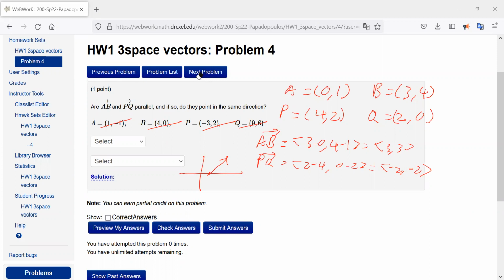And if they're parallel, they're pointing in the same direction if they have the same sign attached to all of their components. If they're not, then they won't be pointing in the same direction. So here we have 3 and 3, which are both positive. Here they're both negative. Therefore, pretty clearly, they're not pointing in the same direction.